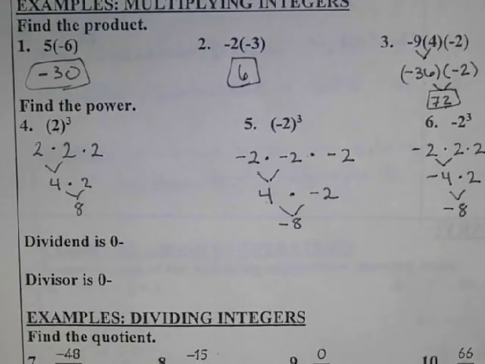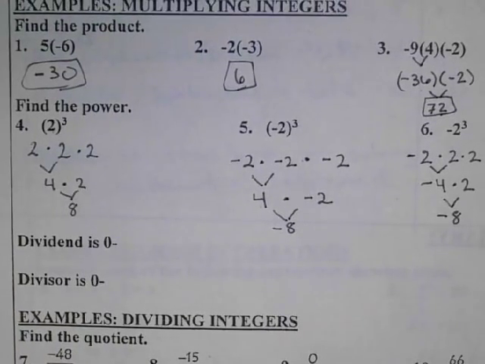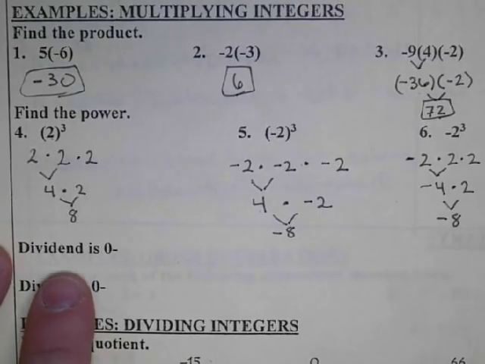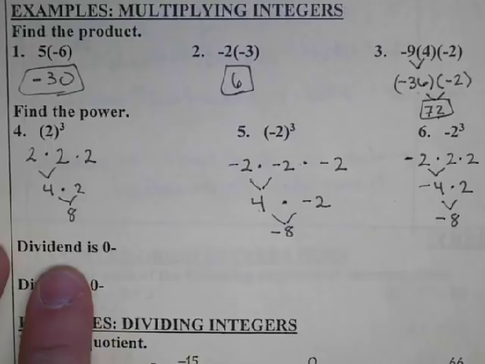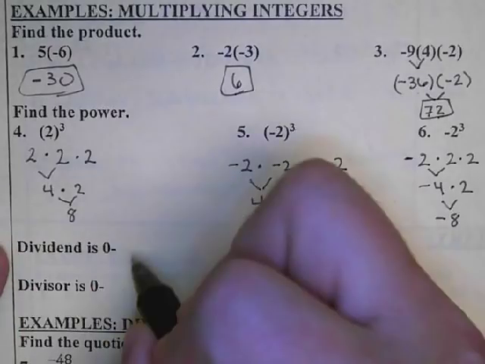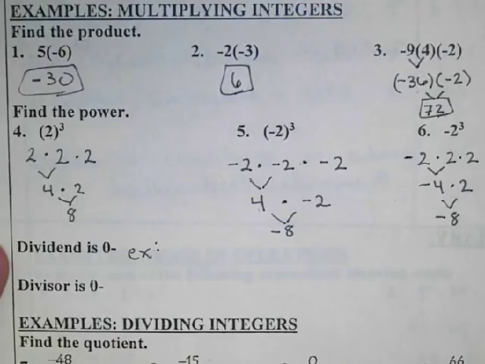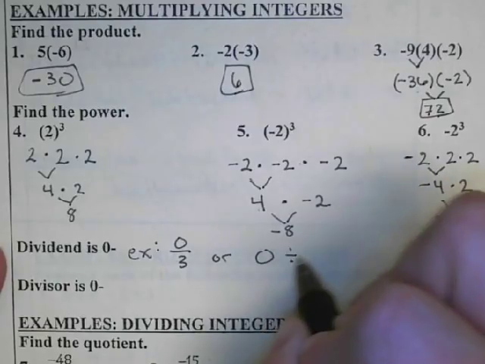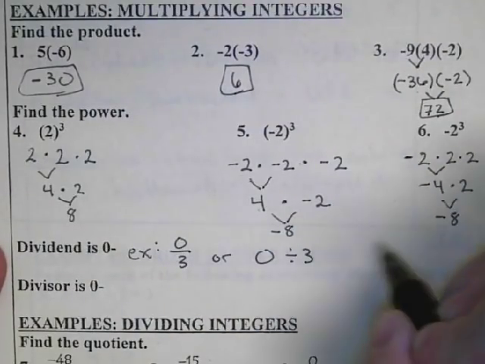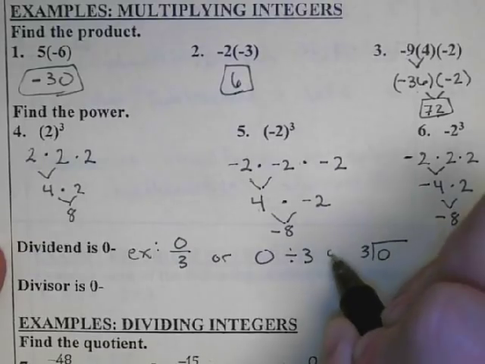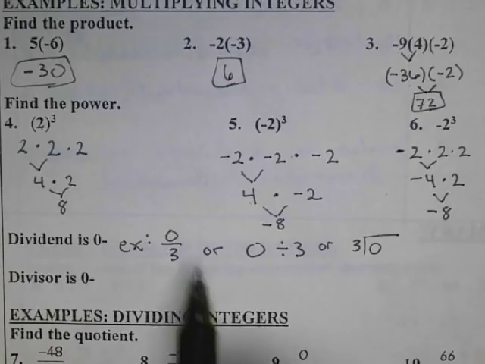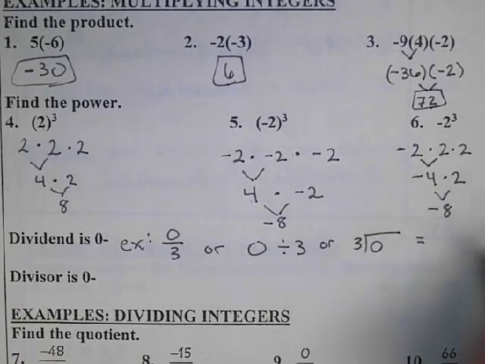So we do have to go over some special cases with division. That's when we're dealing with 0. So the dividend is the top number in a fraction or the first number in a division problem. For example, if our dividend is 0, we could say it's 0 divided by 3, and all of these will equal 0.